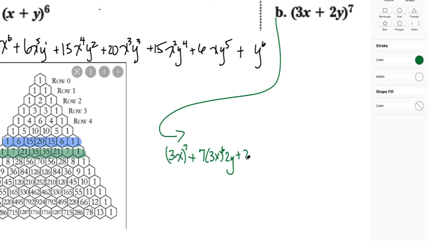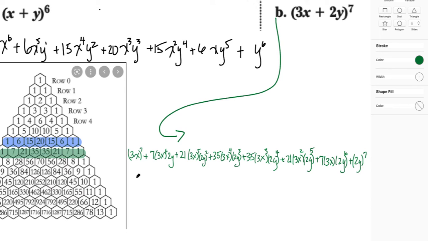Next term, 21 times 3x to the 5th power times 2y to the 2nd power. Let's put that there. And I'm going to keep going. I'm going to use 35 now. 35 times 3x to the 4th power, and then I'm going to have 2y to the 3rd. And I'm going to keep going with that. Whew, okay, so there it is, all expanded out. Well, not really, because I guess now we should do some multiplication.